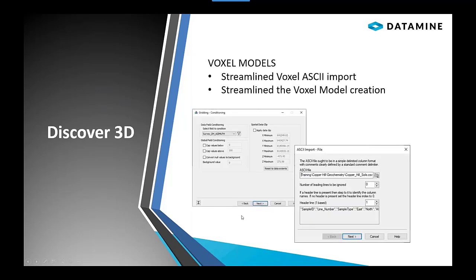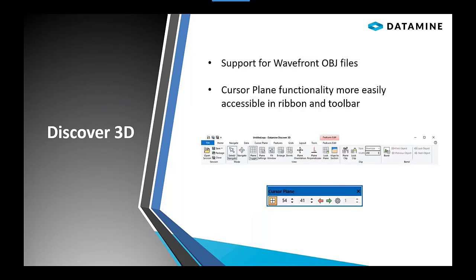And also the voxel model. So we've streamlined the processing of that. That was a little bit confusing in the past. And also the importation of ASCII models, we've streamlined that process as well. We now support Wavefront OBJ files, so directly supported in 3D, and also the cursor plane functionality. We've got a dedicated tab here and also a toolbar. A lot of this stuff was hidden away, so we've exposed it all now.